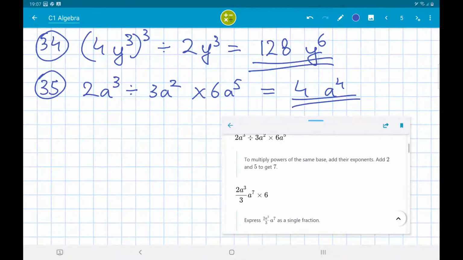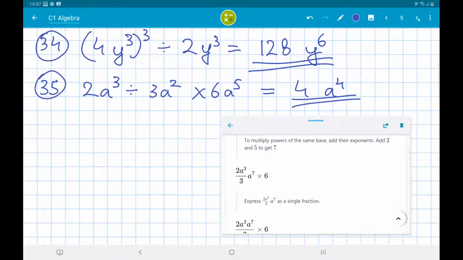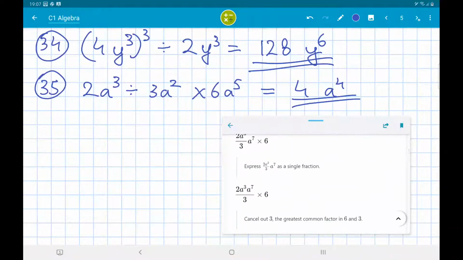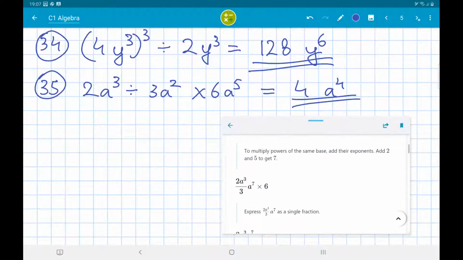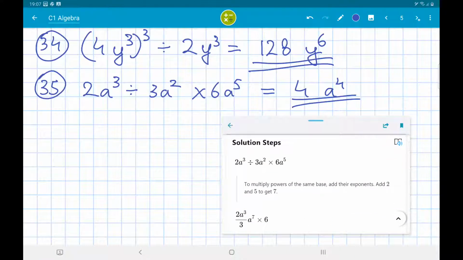Let's be honest. Multiply the powers of the same base and add their exponents. Add 2 and 5 to get 7. So you got 2 over there plus 5 gives you 7, which they said over there. That's fine. Express 2a cubed divided by 3 as a single fraction. See, no, it's not divided by 3 in braces. But actually, you could write it as that, couldn't you? That is so weird. Wow.